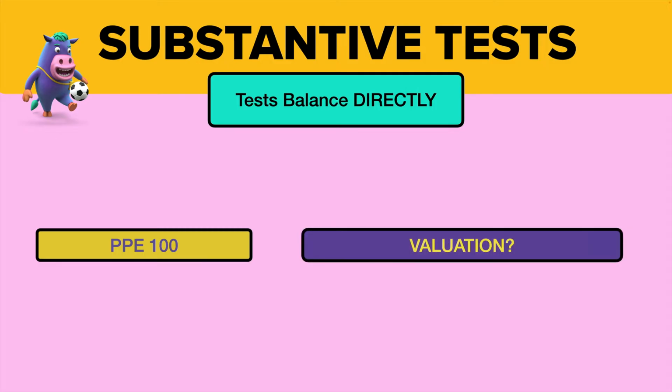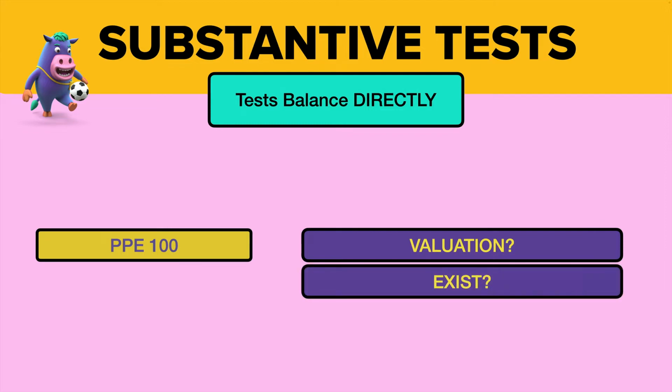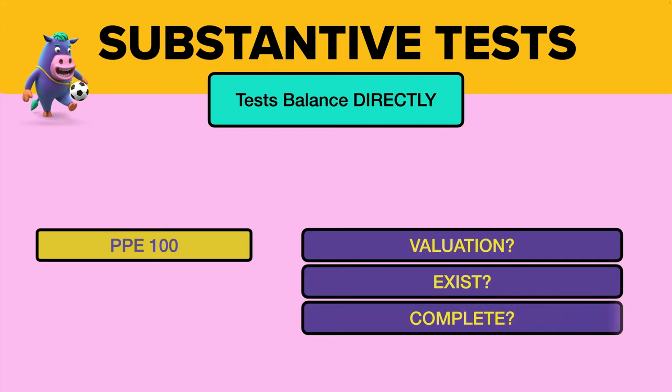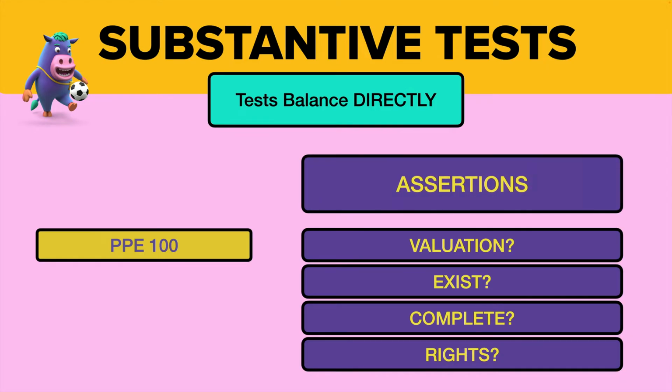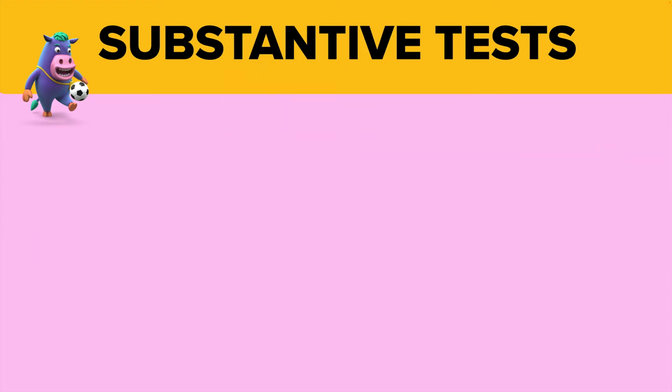So we've got to check, is that 100 valued correctly according to the accounting standards? Does that 100 PPE actually exist? Is that 100 actually complete? And do we actually own it, or are they our real PPE, property and equipment? We call all of these things assertions. And so when we're doing substantive tests, that's all we're doing. We're testing these assertions. Let me explain further.